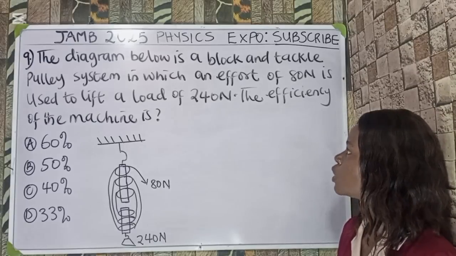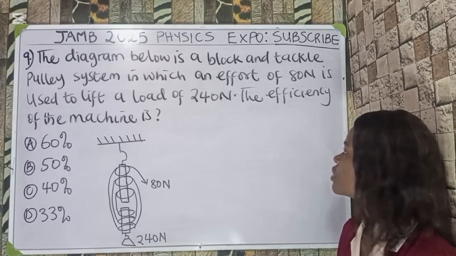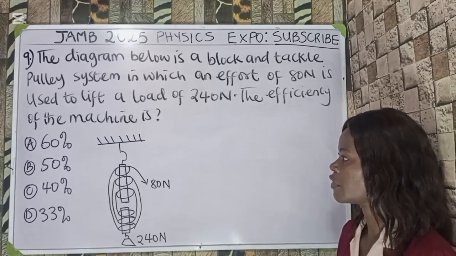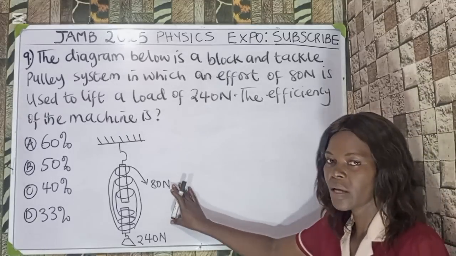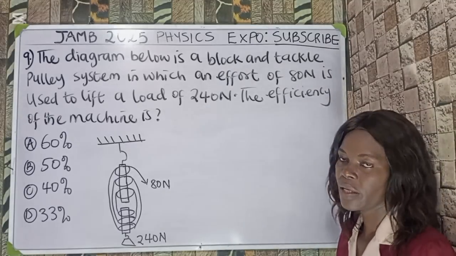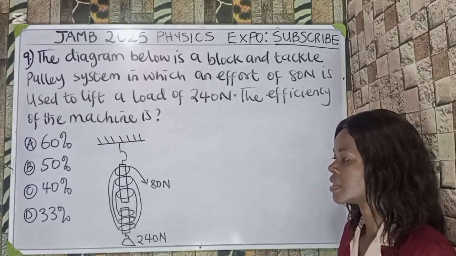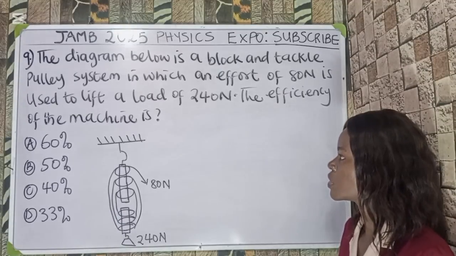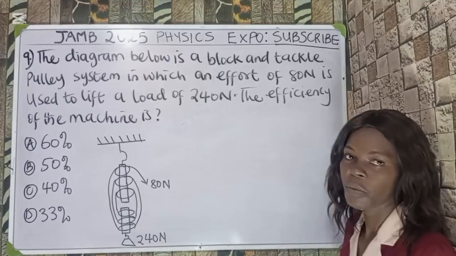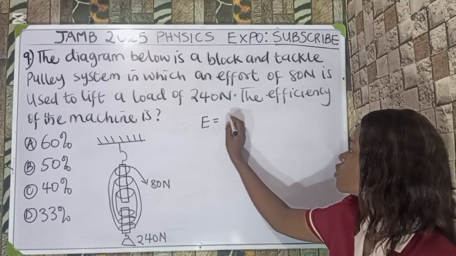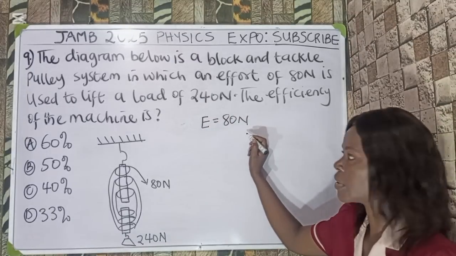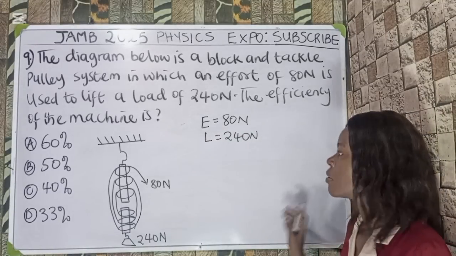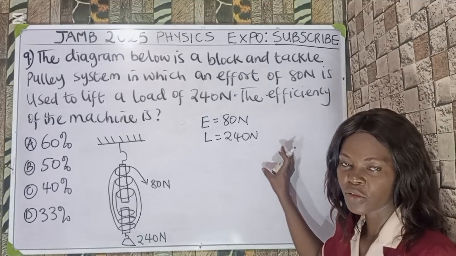Number 9. The diagram below is a block and tackle pulley system in which an effort of 80 Newton is used to lift a load of 240 Newton. The efficiency of the machine is what? Now we're going to use this diagram to find the efficiency. Option A is 60%, option B 50%, option C 40%, option D 33%. Looking at this question, we have to state the parameters we have. From the question, we have effort to be 80 Newton. Then we have the load to be 240 Newton. Now, these two things are going to help us to get the mechanical advantage of a machine.